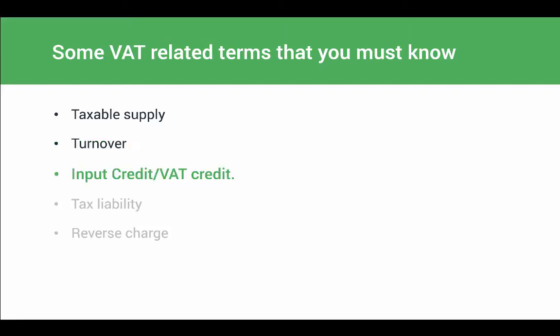Input credit. This is the credit equal to the amount of tax paid while purchasing goods and services. This credit can be used to offset the tax you have to pay during a financial year. However, there are certain conditions to claim input credit. Tax liability. This is the amount of tax you owe the government based on the transactions you carry out during a particular tax period.